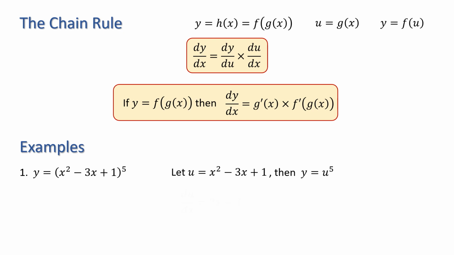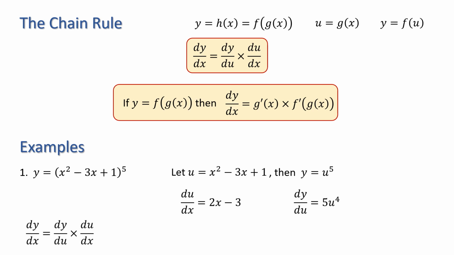Differentiating each of these, we have du by dx equals 2x minus 3, and dy by du equals 5u to the power of 4. Applying the chain rule, we have dy by dx equals dy by du times du by dx, which equals 5u to the 4 times (2x minus 3), and u is x squared minus 3x plus 1, thus we have 5 times (2x minus 3) times (x squared minus 3x plus 1) to the power of 4.